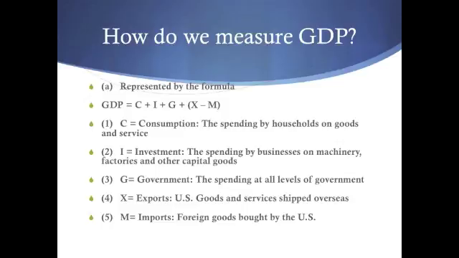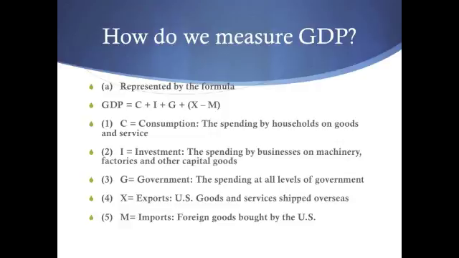GDP is represented by the formula C plus I plus G plus X minus M. C stands for consumption. That is the spending by people on a daily basis at stores like Walmart. I stands for investment. Companies invest in their business in order to make things more efficiently so they can offer goods and services at a lower price.